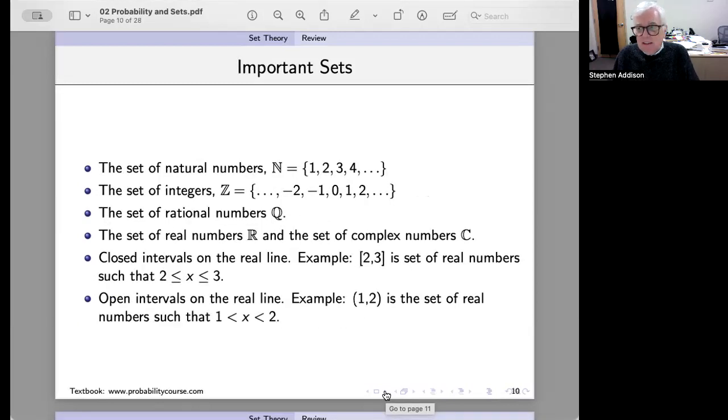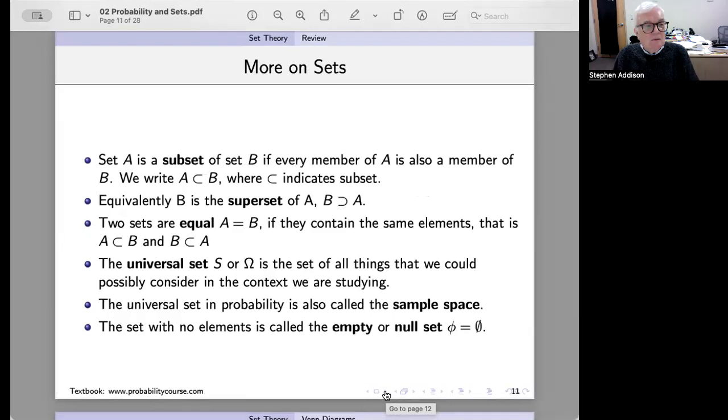We deal with some sets over and over again: natural numbers, integers, rational numbers, complex numbers. So those are things that you'll certainly need to know what we mean by. We'll need to know about subsets and supersets, and you'll need to know what we mean by the universal set.